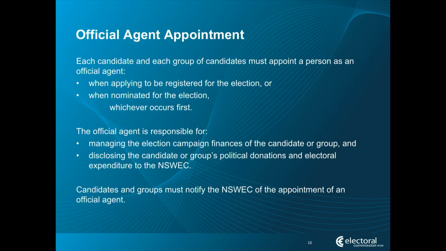Official agents. Each candidate and each group of candidates must appoint a person as an official agent when applying to be registered for the election or when nominated for the election, whichever of these occurs first. The official agent is responsible for managing the election campaign finances of the candidate or group and for disclosing the candidate or group's political donations and electoral expenditure. Candidates and groups must notify the Electoral Commission of the appointment of an official agent.